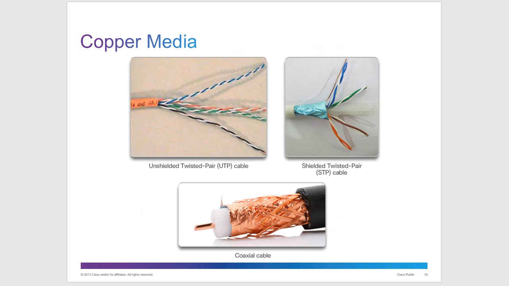You've got a couple types of copper media. You have your unshielded twisted pair, which is our standard cabling, shielded twisted pair, and coaxial cabling. We mostly use unshielded twisted pair in networking. That's our most common cabling type, unless we know that we're going to be running cable in a place that's going to have some high interference, so we need to use that shielded twisted pair, or maybe even fiber optic.